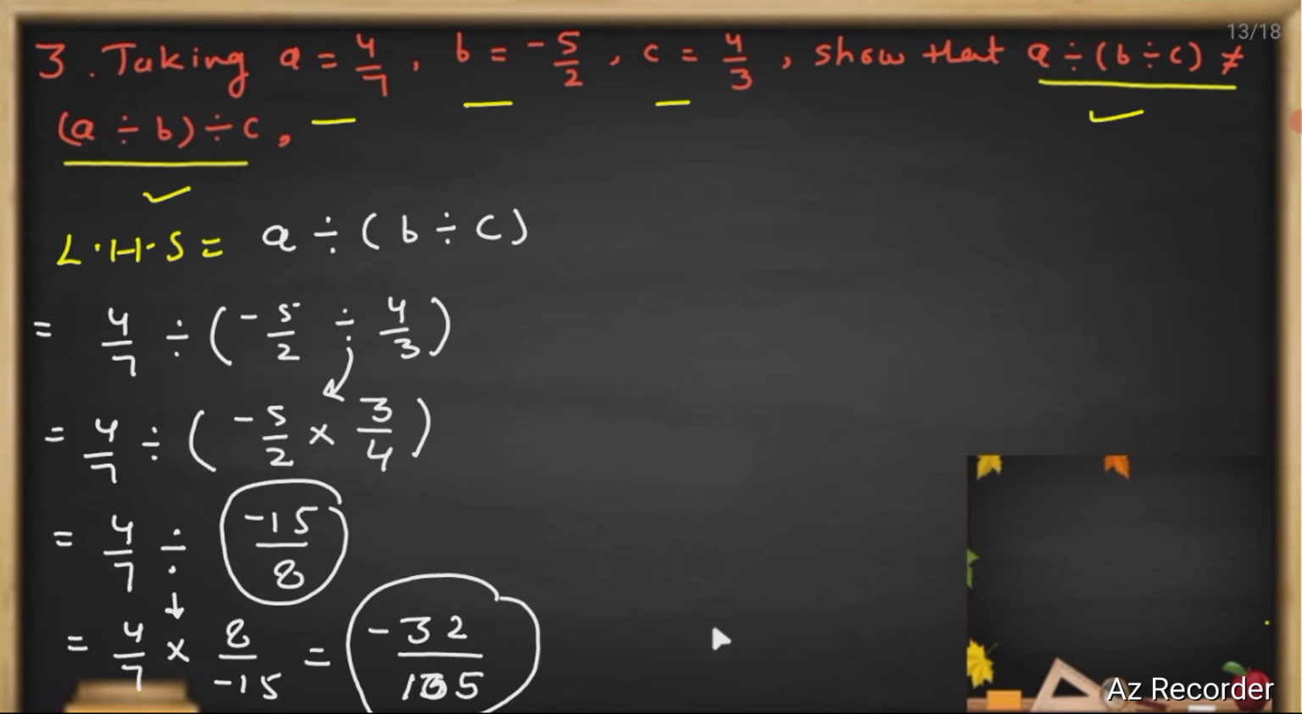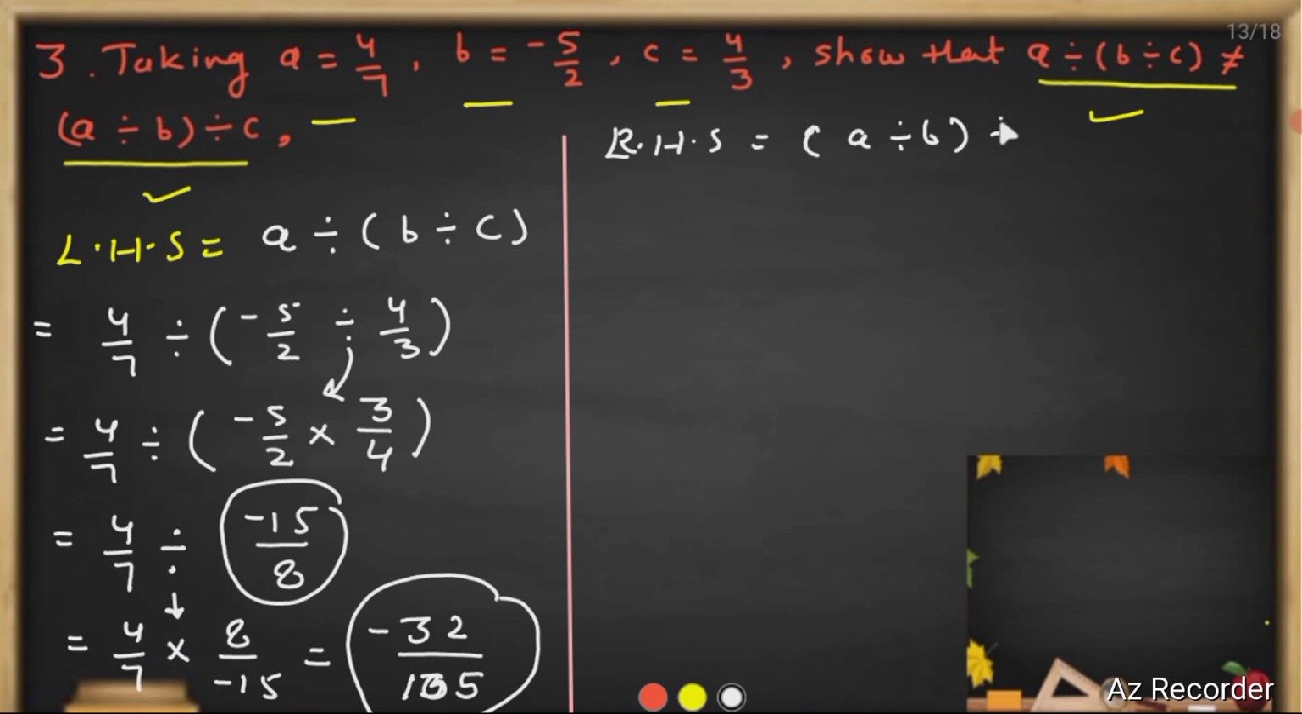Now we have to check the right hand side value. If both are same, so the statement is wrong. If both are not equal, so the statement is correct. So now I'm taking the right hand side. That will be a divided by b divided by c.